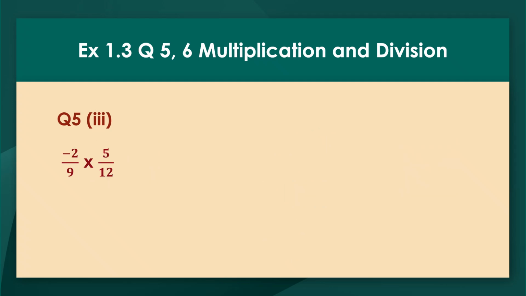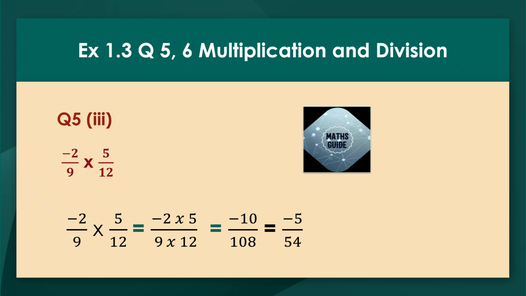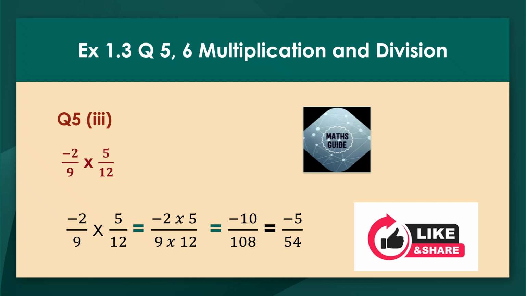Now question number 5 part 3. The first rational number or fraction is -2/9 and the second fraction is 5/12, and we have to multiply them. So we will multiply -2 by 5, and then we have 9 and 12 in the denominators. We will multiply them also. After multiplication we get -10 in the numerator and 108 in the denominator, and then we will cancel by 2, as the highest common factor of 10 and 108 is 2. So we will divide 10 and 108 by 2 and we get -5/54.